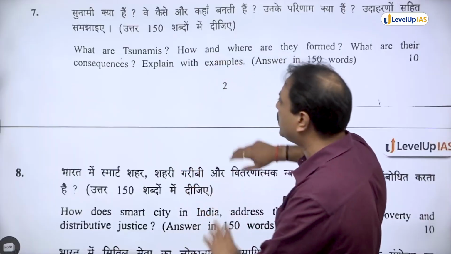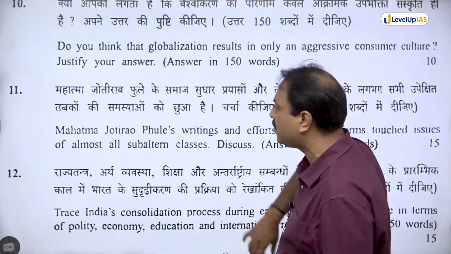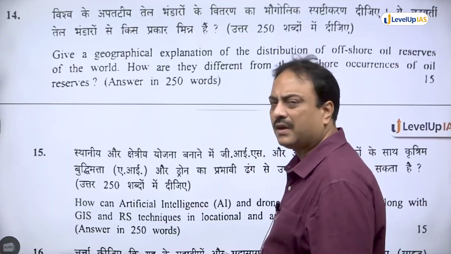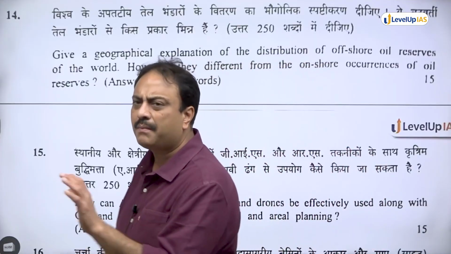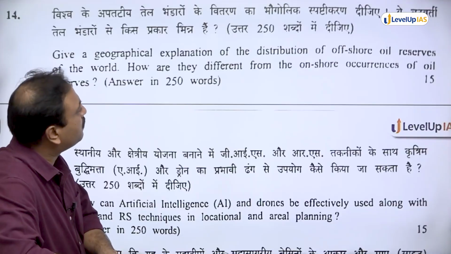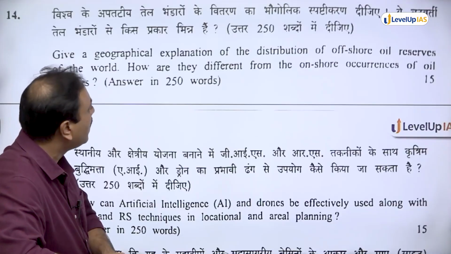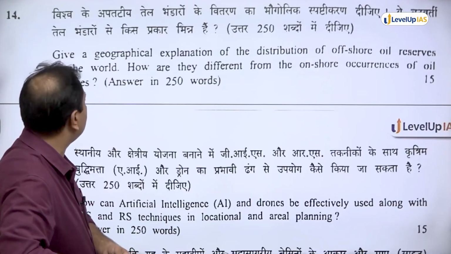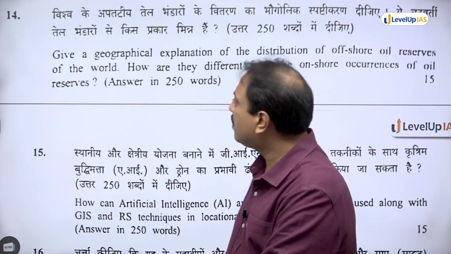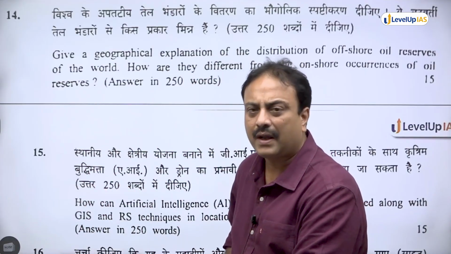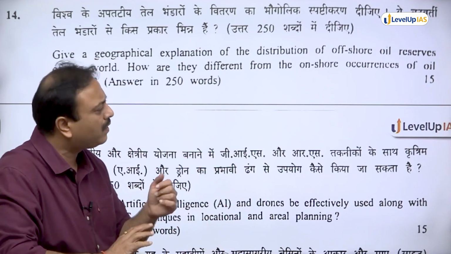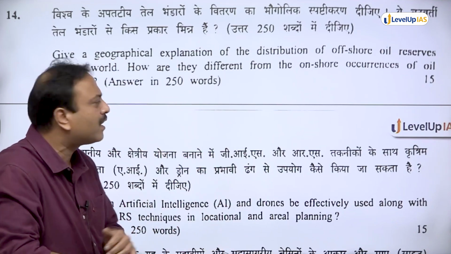These are all 4 questions that have been asked by UPSC in the section of geography for 10 marks, that is 150 worder. Now we come to the section of 15 mark question, that is 150 worders. Give a geographical explanation of the distribution of offshore oil reserves of the world. How are they different from the onshore occurrences of oil reserves? The question is appearing very simple, but it is not that simple. And any aspirant who has attempted this paper and not focused on the language of the question is having a higher probability of making a mistake.